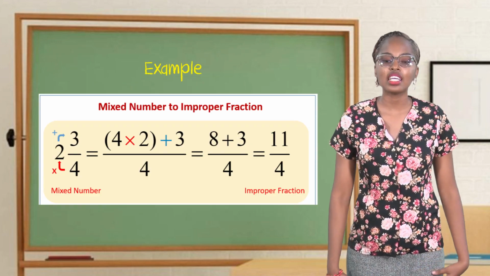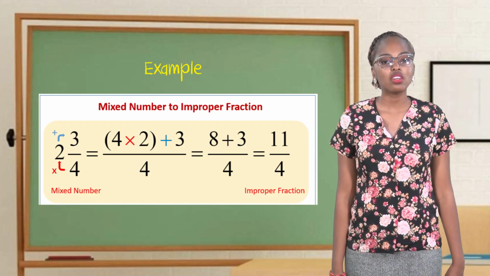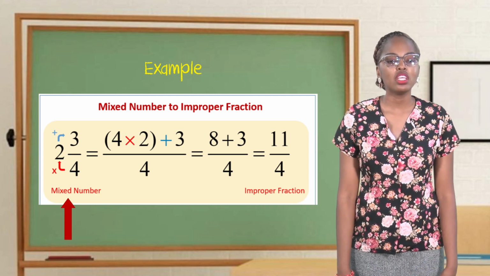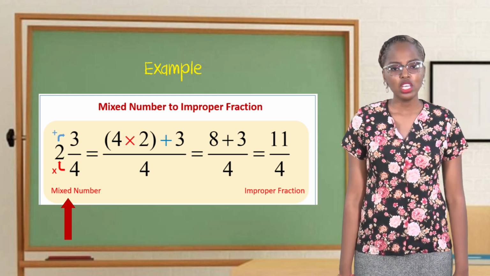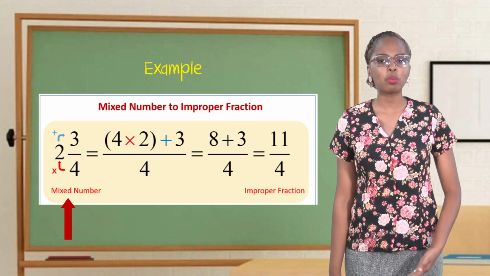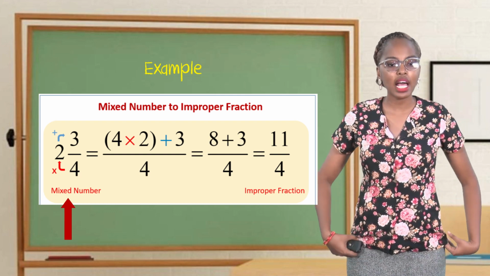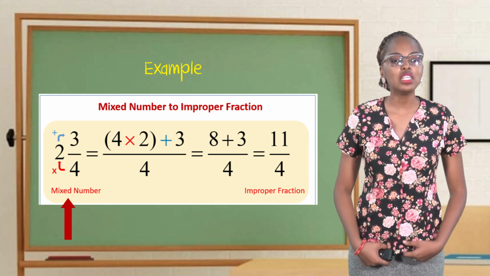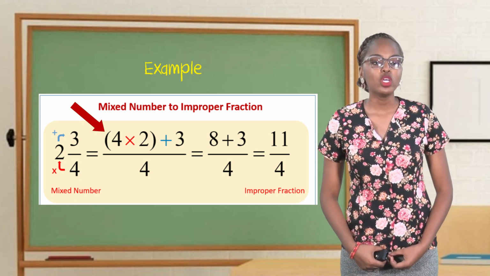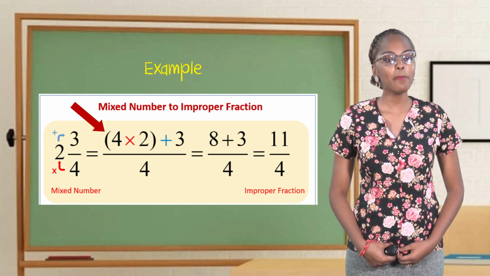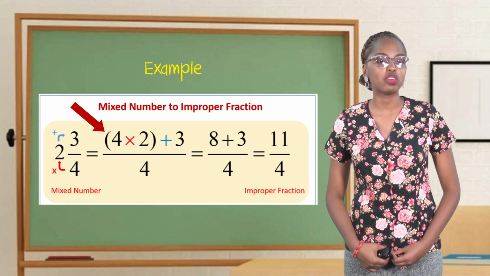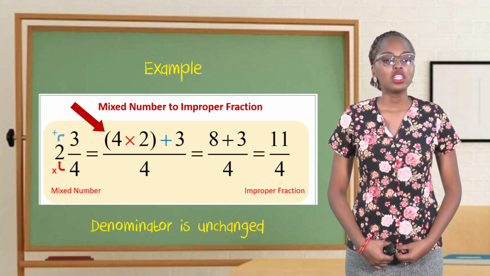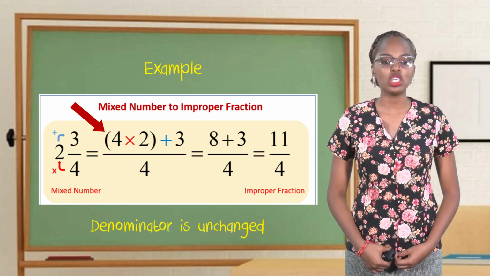So if you look here at the example, the mixed number that we'll be looking at is 2 3/4. To convert this mixed number into an improper fraction, we multiply 2, which is the whole number, by the denominator of the fraction, which is 4. So 2 times 4 plus 3, which is the value of the numerator. And we put all of that above 4. The denominator does not change.